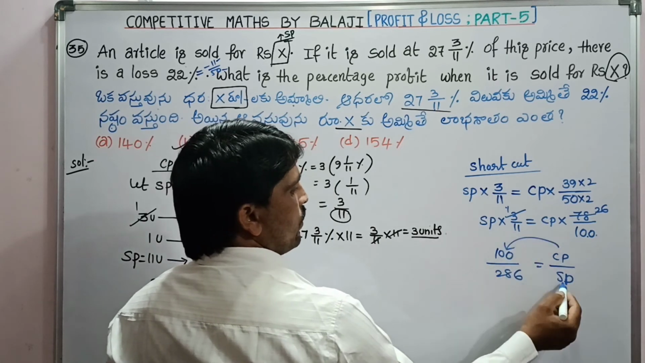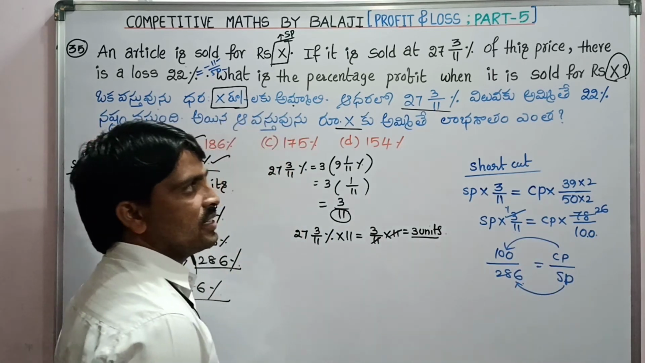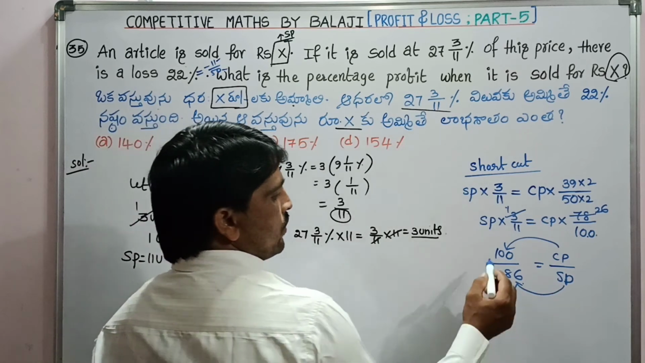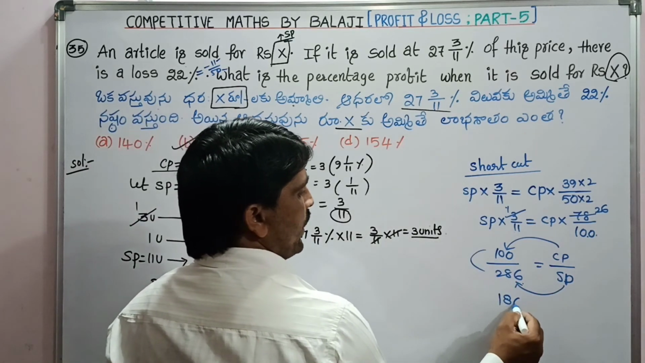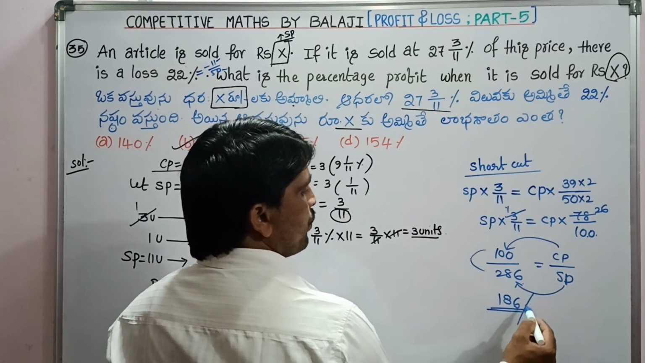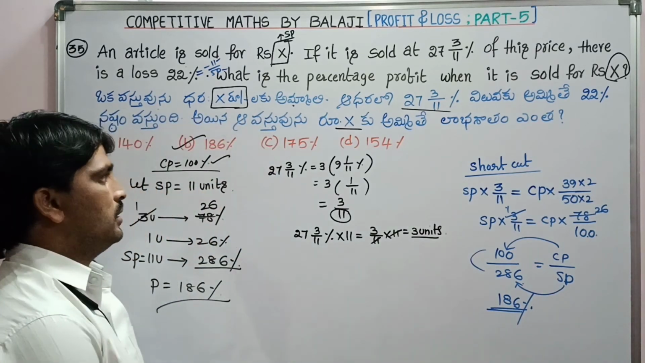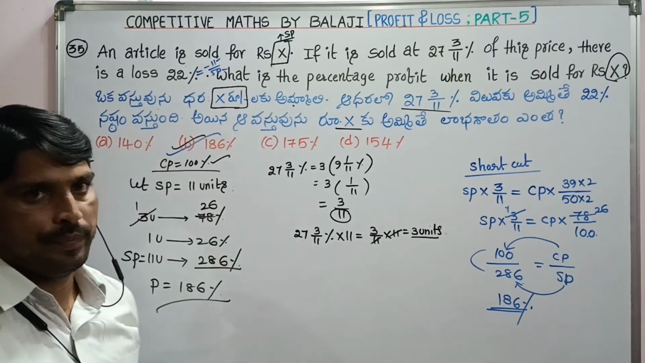So original CP is 100, original SP is 286. That is, X value is 286. There is a profit 186 over 100. So profit is 186%. So answer again option B.